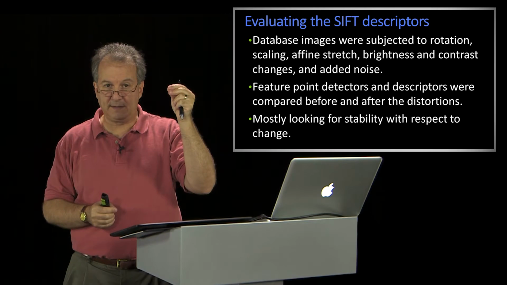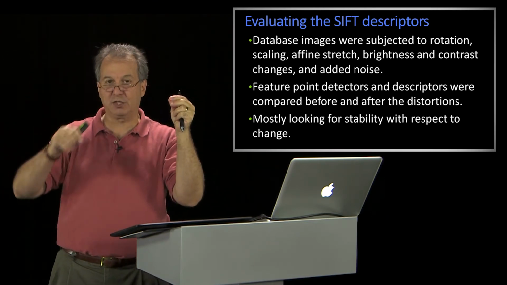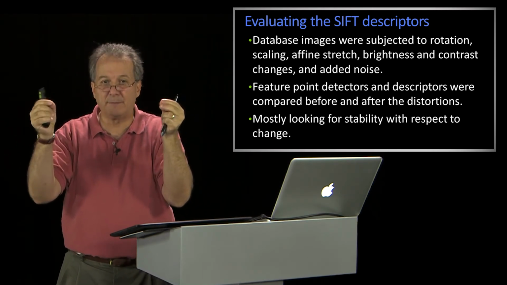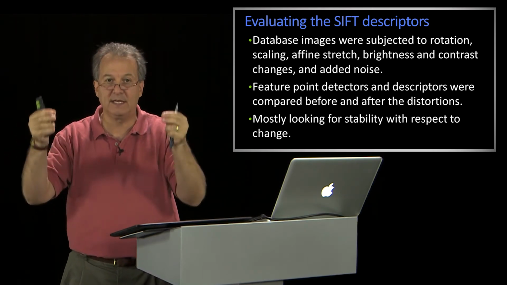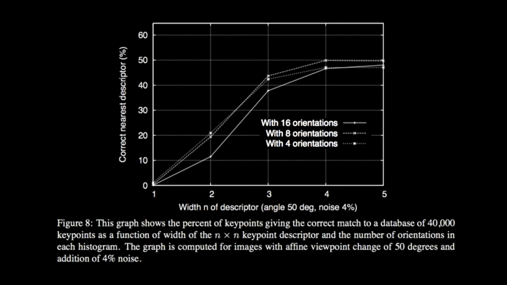does this descriptor, how often is its best match in this whole other image the correct one? The correct one being actually comes from the same point on the same object in two different images. And that's what they evaluated. So here's the first graph that I'll show you.